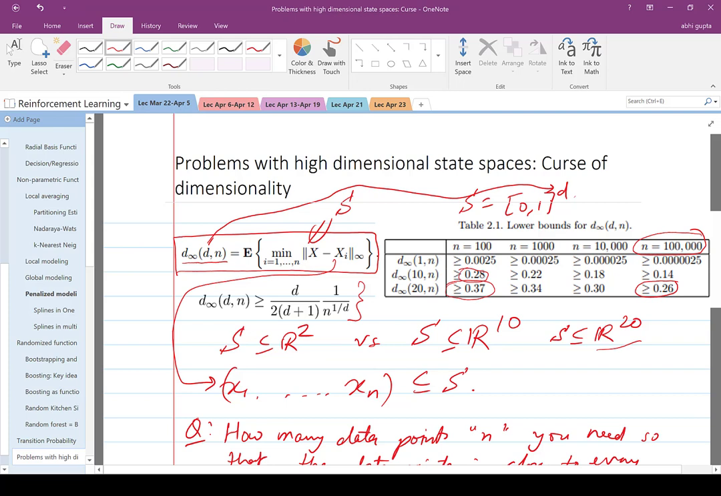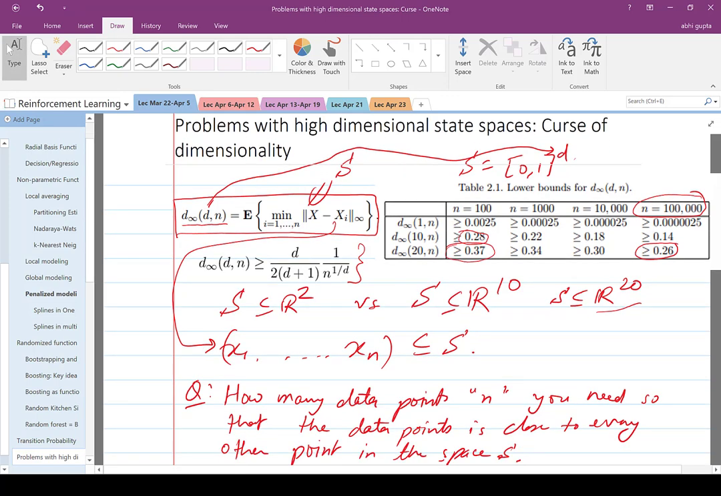Okay, and that's why you want to make sure that if you have high dimensional state space, you want to have very, very high number of samples in order to be able to estimate the value functions correctly in the reinforcement learning problem, and in order to get very good results out of the learned policy through reinforcement learning.